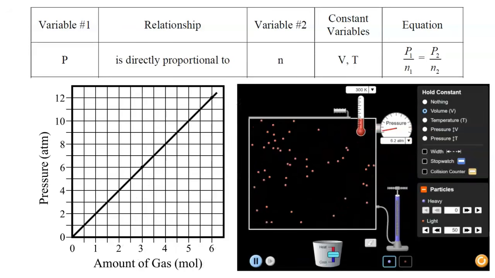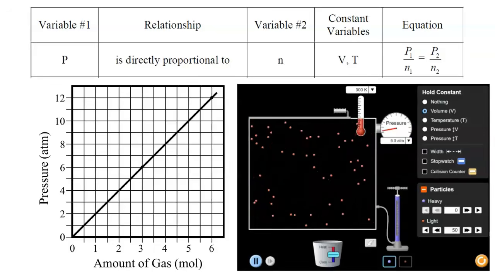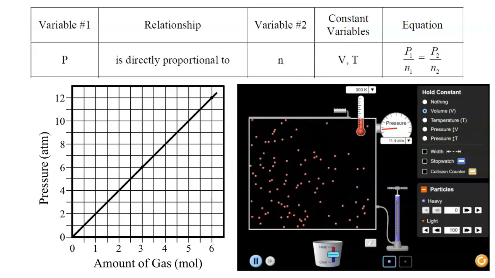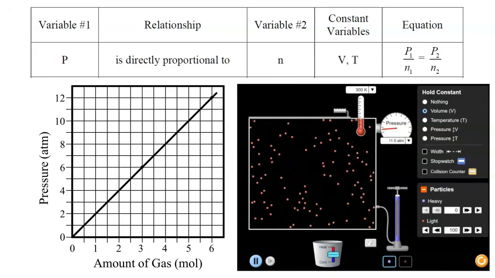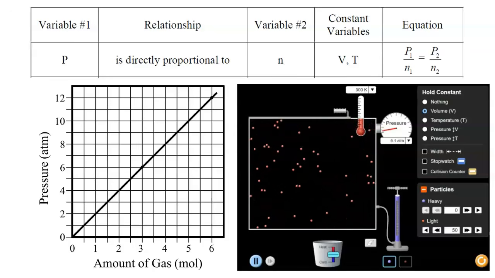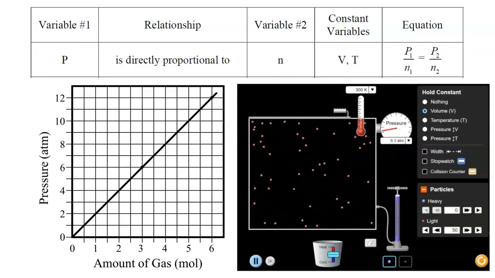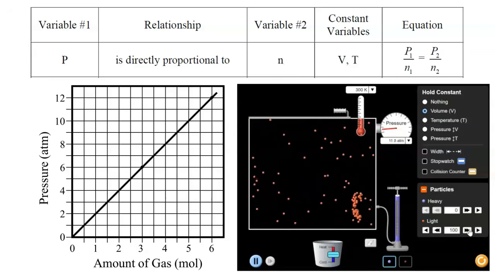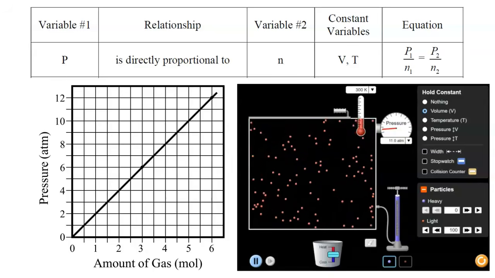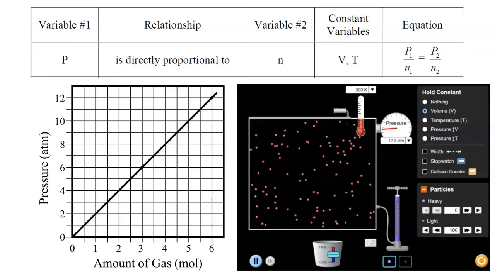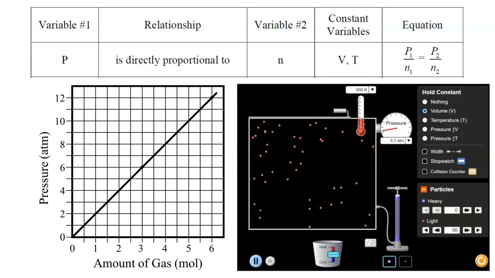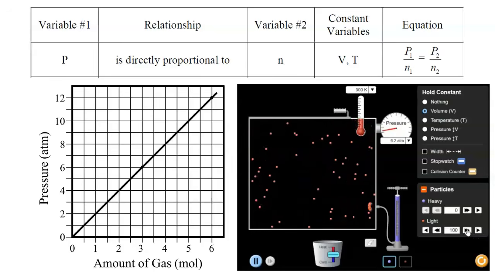Now, in our next relationship, it's going to be between pressure and the number of moles. So you can see a direct relationship here. And in the PhET simulation, what I'm doing is I am doubling the number of particles of the gas sample. And when that happens, the pressure of the gas sample is also doubled. The variables that are not changing, the ones that are held constant, are the absolute temperature of the gas and the volume of the gas sample. So double the number of moles, double the pressure of the gas sample.